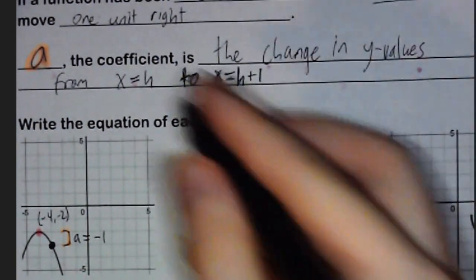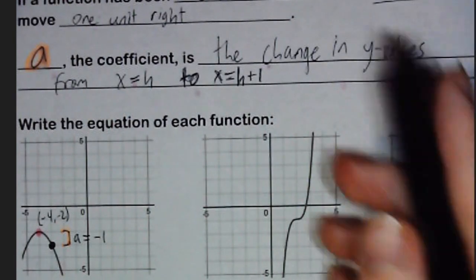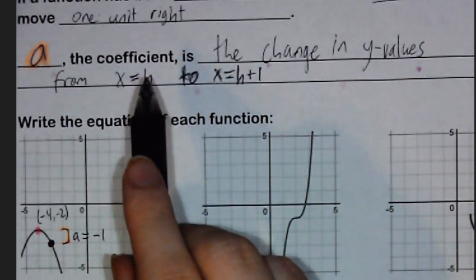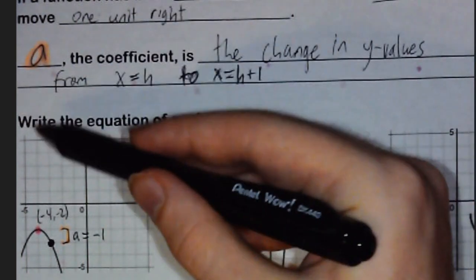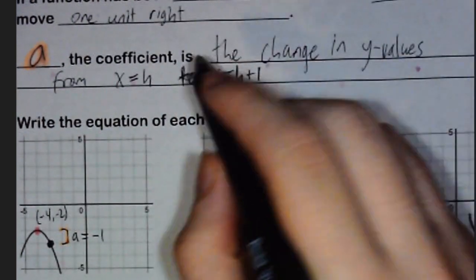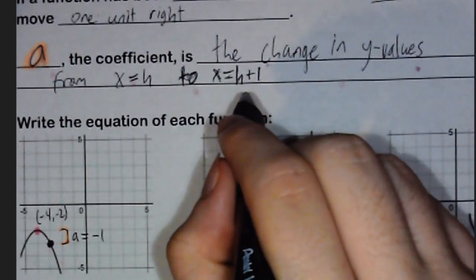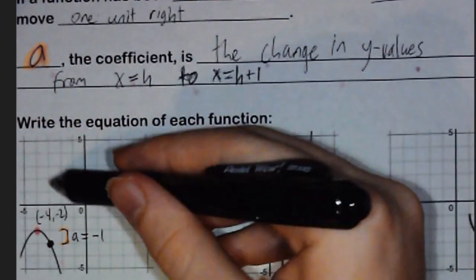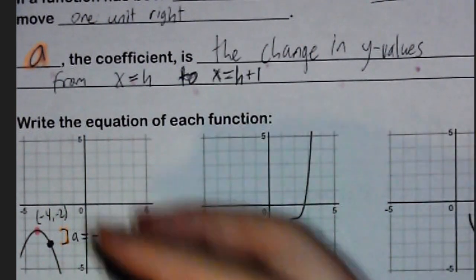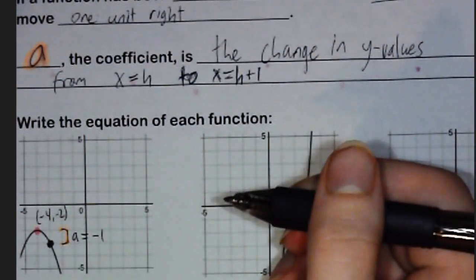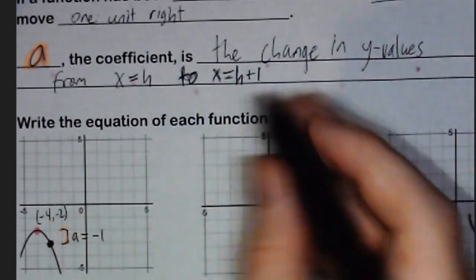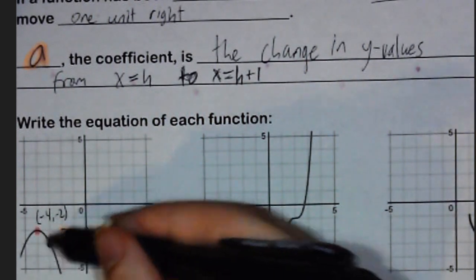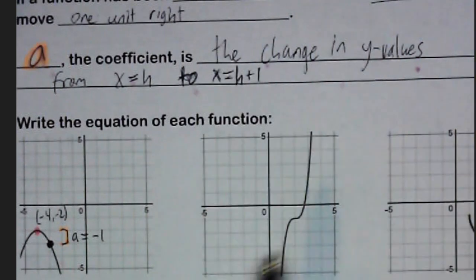And again, that's because a, the coefficient at the front of the equation, is the change in y values from h comma k, or whatever the point is at the x value of whatever h is, to the point to the right of h comma k, which is wherever the graph is 1 to the right of h comma k. And again, it went down by 1 when I went 1 unit to the right. As we go 1 unit to the right, the graph goes down by 1, so a is -1.